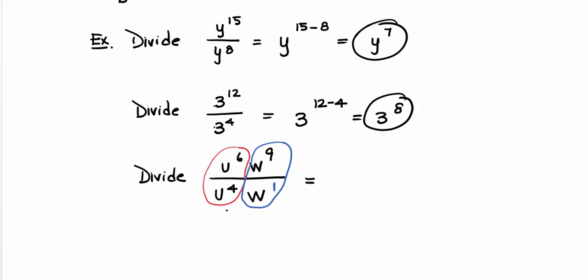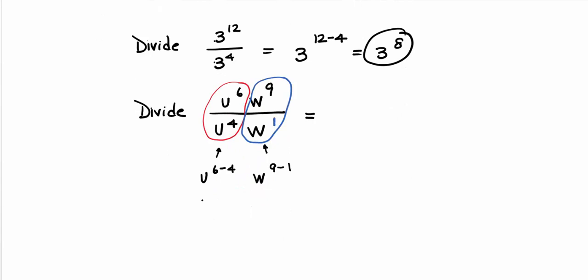I'm just going to take this part here, and that's going to give me u to the 6 minus 4. Remember, I take the exponent in the numerator minus the exponent in the denominator. And this one gives me w to the 9 minus 1. When I simplify that, I just get u squared, u to the 2, times w to the 8th. That's all there is to it.